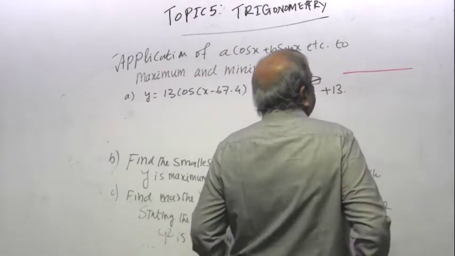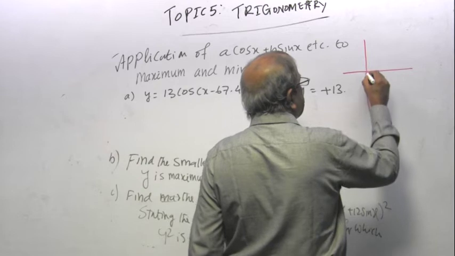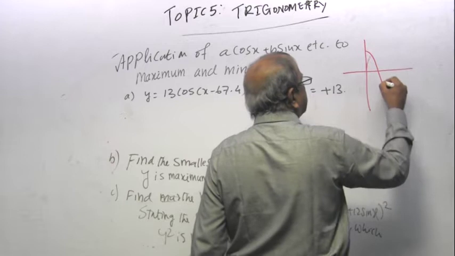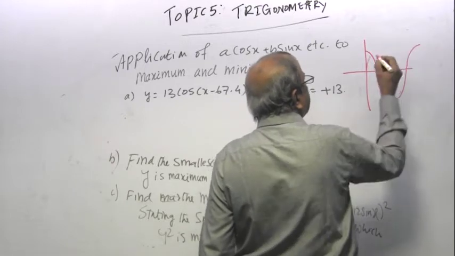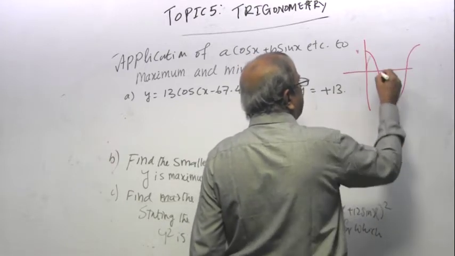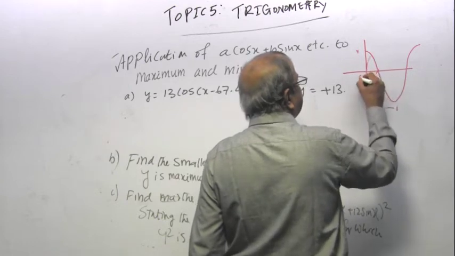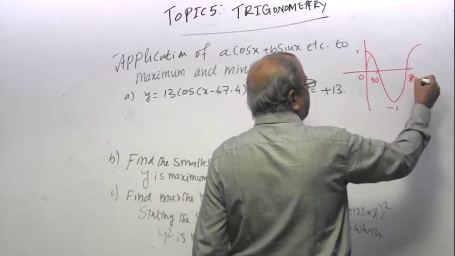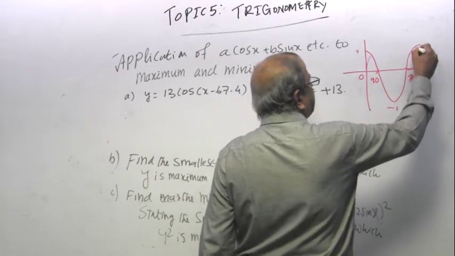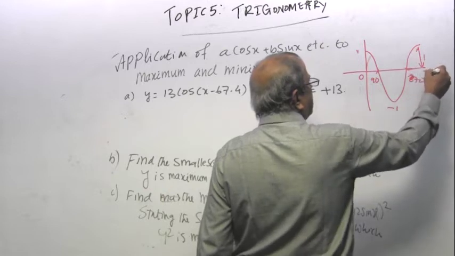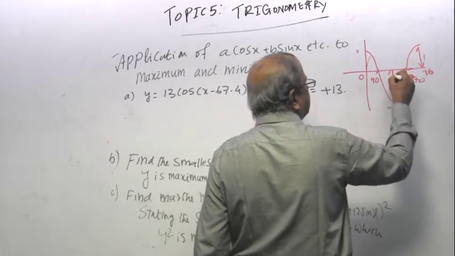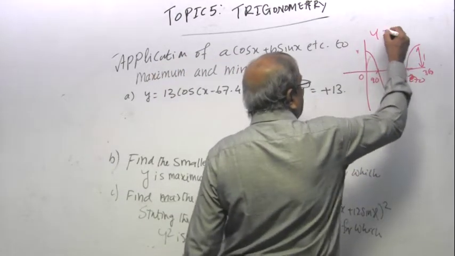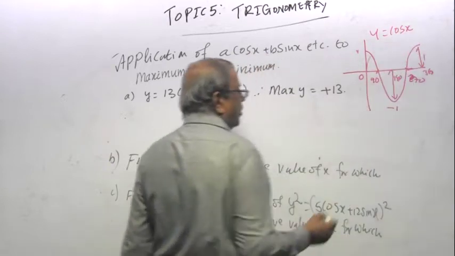Good. Let me draw the graph of cos x. That is the graph of cos x. That's 1, that's minus 1, that's 90, that is 0, that is 360, that is 270, and that is 180. Yeah, that is y equals cos x.